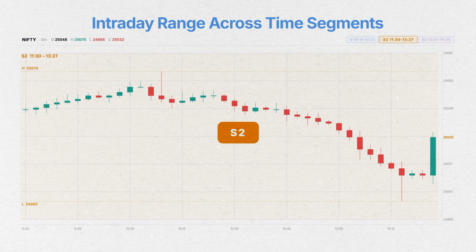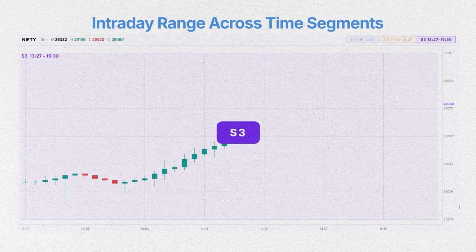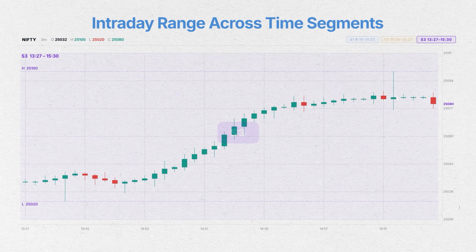Now let's move to S2, which is 11:30 to 1:27. Now let's say the index moves further up and makes a new high of 25,070, which means now the total day range is 80 points, as the low remained the same, but we got a new high. Lastly, we have S3, which is segment 3, which starts at 1:27 and ends at 3:30. Let's say again the index made a new high of 25,100 and closed at 25,080.